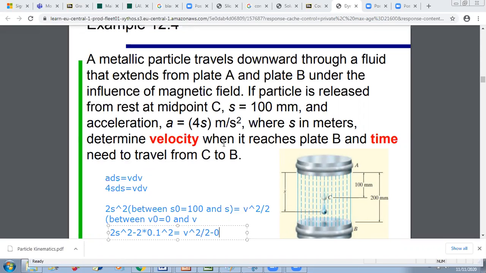Then you can find the velocity when you reach B, because when you reach B, what is SB? So SB is 0.2. Okay. So to find velocity when you reach B, all you have to do is replace in this equation, and you can get VB. Okay. We will continue the second part of the problem next time. Any question on this?